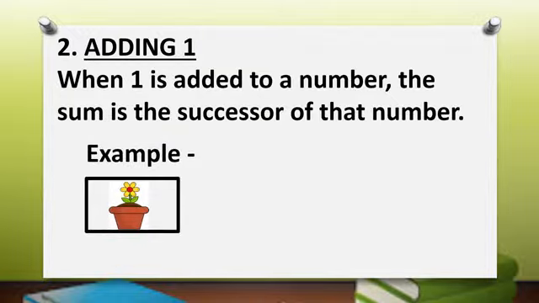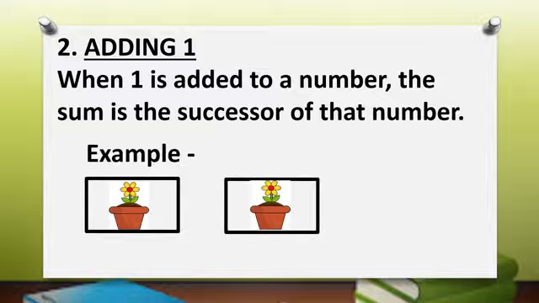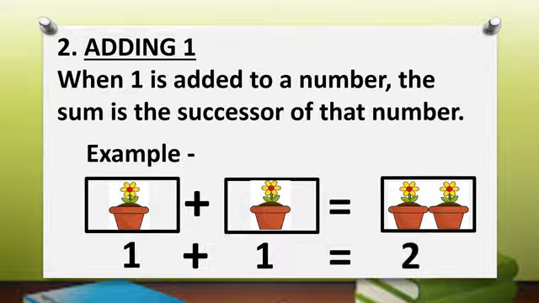The first box has 1 flower pot. And the second box also has 1 flower pot. Now we need to find out the total number of flower pots. And for that, we need to add. So 1 flower pot plus 1 flower pot will be equal to 1, 2, 2 flower pots. So children, 1 plus 1 is equal to 2. So 2 comes just after 1. So children, whenever we add 1 to any number, we get the number which is just after it.